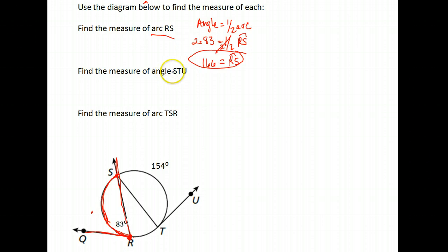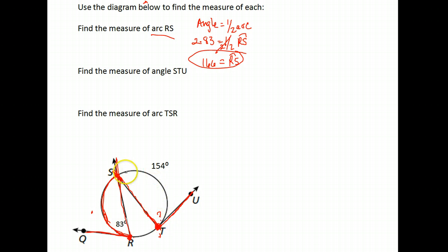Find the measure of angle STU. Okay, so you start at S, down to T, out to U. This is an angle, so it means we're going along the lines here. Our vertex will be wherever the middle letter in the name is. So here's our vertex right here for our angle. Notice it's on the circle. We're trying to find the measure of that angle.